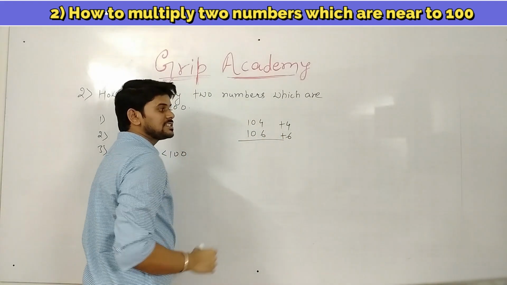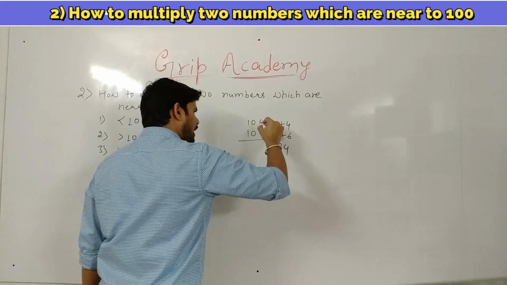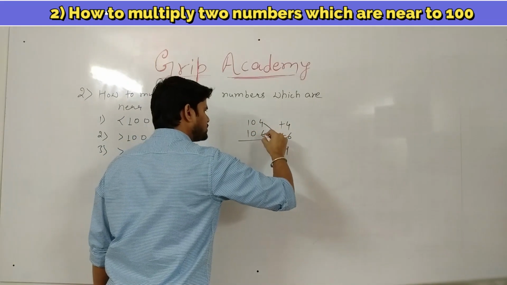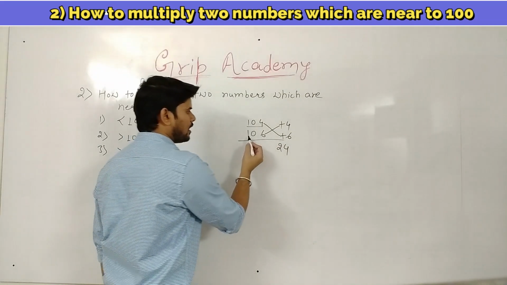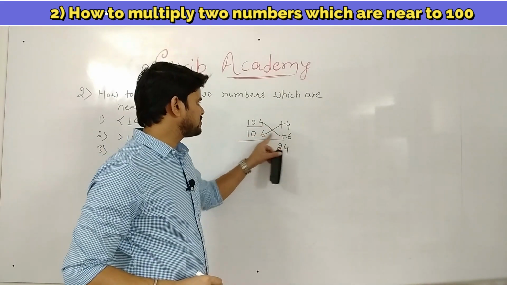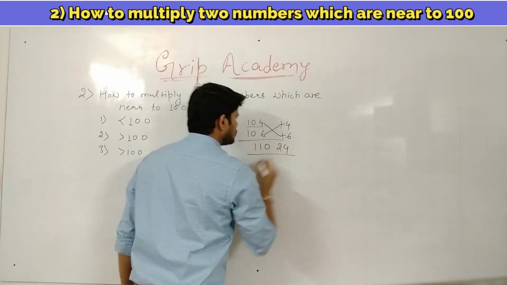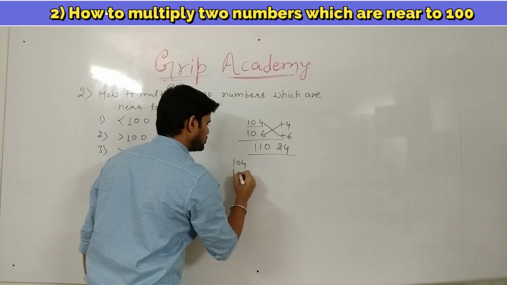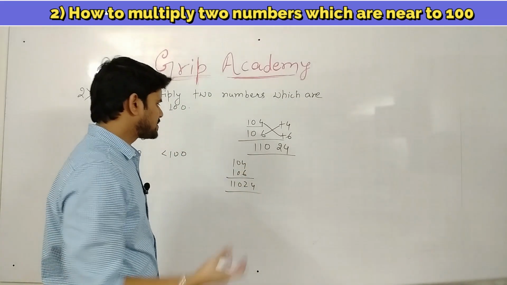Now plus 4 into plus 6 is how much? 24, so we will write here 24. Now either you add this or add this. So 104 plus 6 is how much? 110. 106 plus 4 is how much? 110. So whether you add this one or this one, you will always get the same answer. So 104 into 106 is how much? 11024.